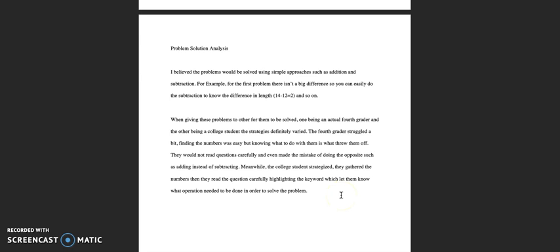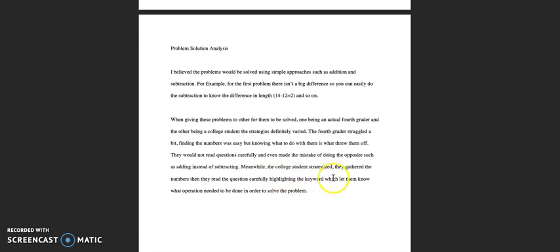It was so many words, yet the numbers were right there. It was just hard for them to find what to truly do with them. So when they did not read the questions carefully, they made the mistake of doing the opposite, such as adding instead of subtracting to find the difference.